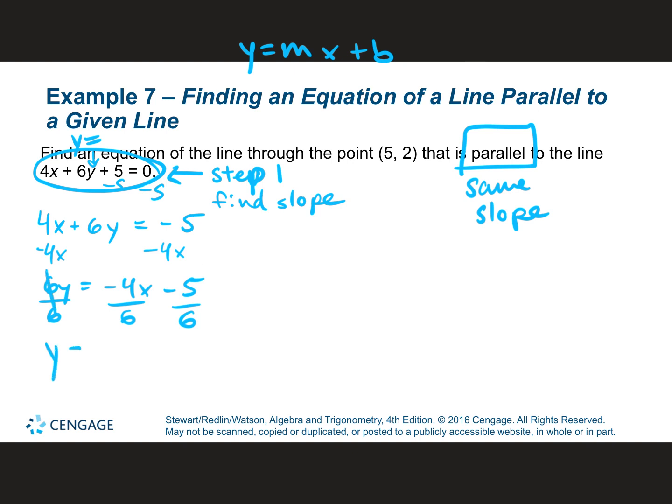So now we have y equals, can I simplify negative 4 over 6? It'd be negative 2 over 3, perfect. Minus 5 over 6. Now that we're in slope-intercept form, can we identify what our slope is? What's our slope? Negative 2 over 3. So our slope is negative 2 over 3.